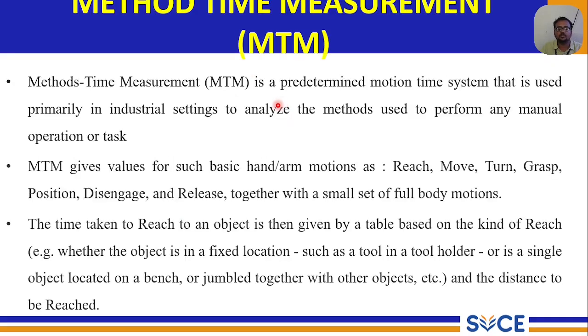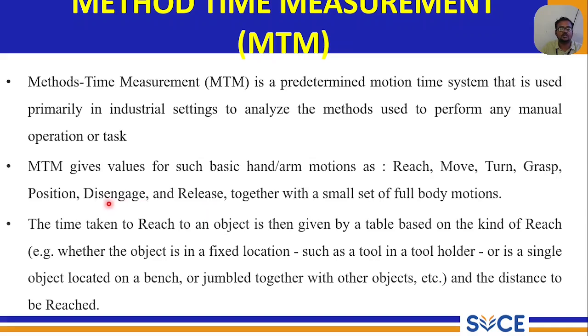MTM stands for Method Time Measurement, and it's a kind of PMTS technique used primarily in industrial settings to analyze the manual operations of a task. MTM gives you the values for basic hand and arm motions, as we saw in the previous slides: reach, move, turn, grasp, position, disengage. All these come under it.